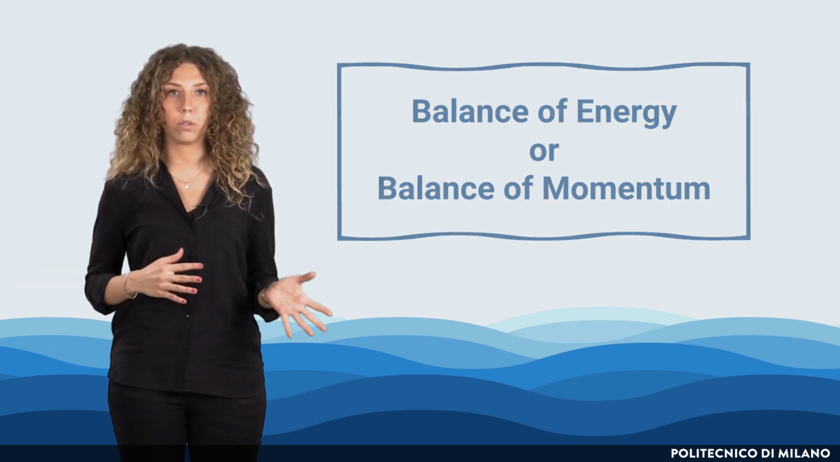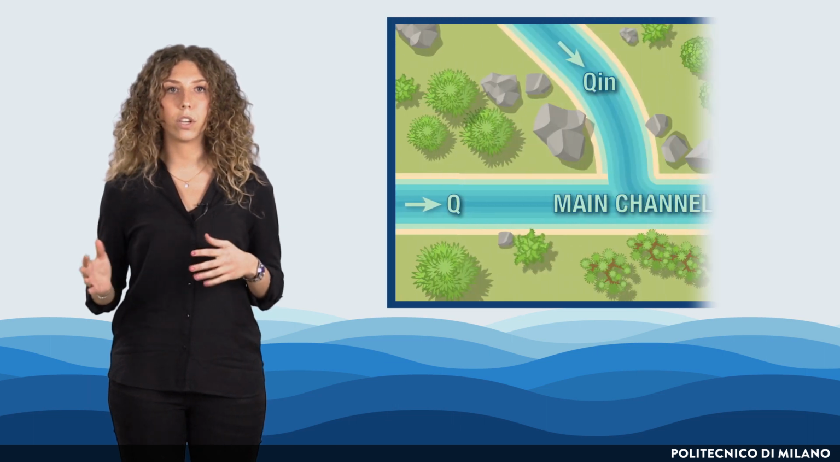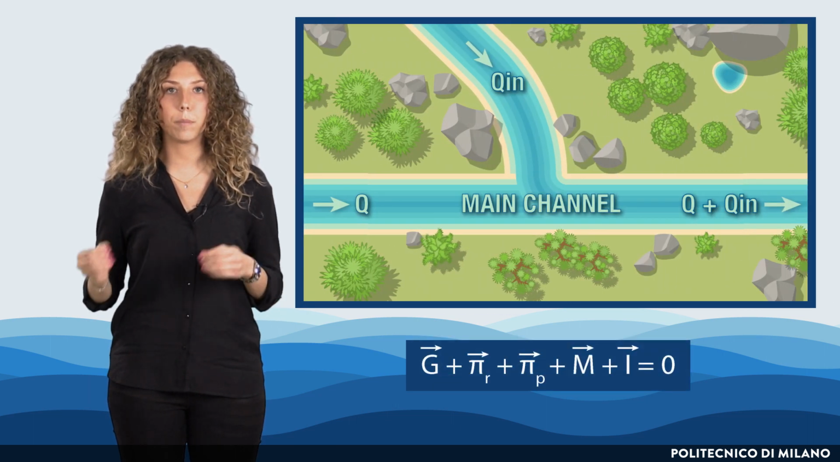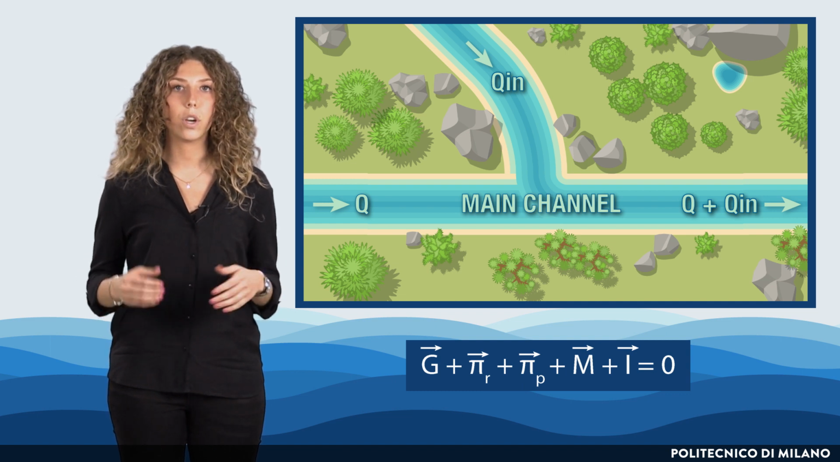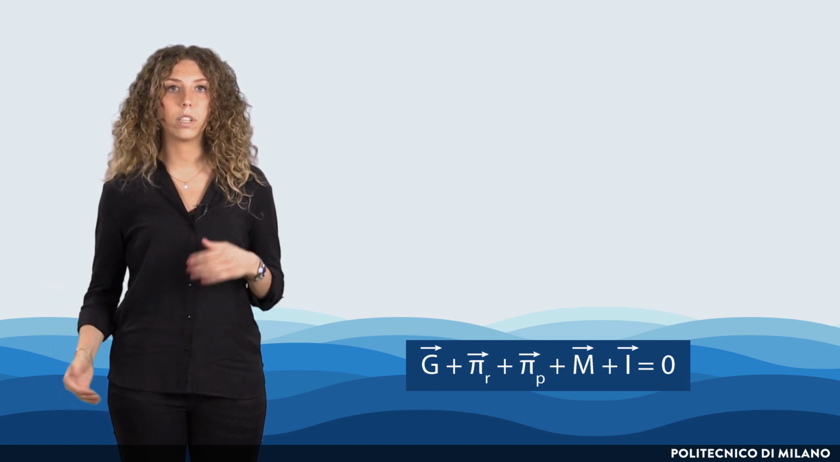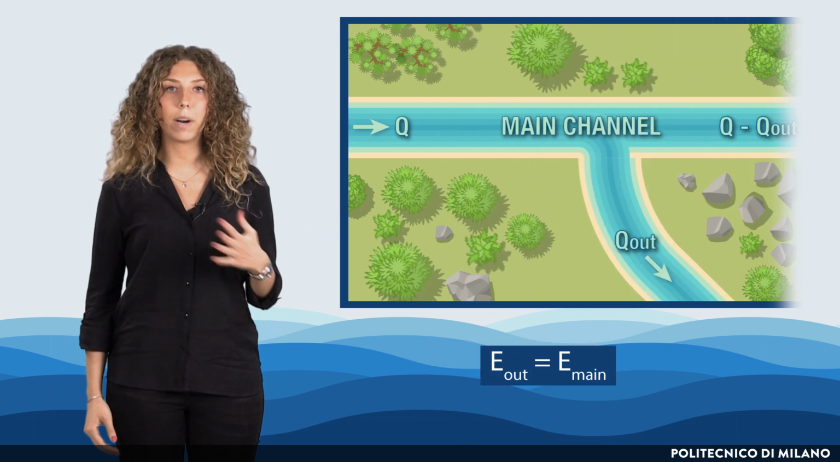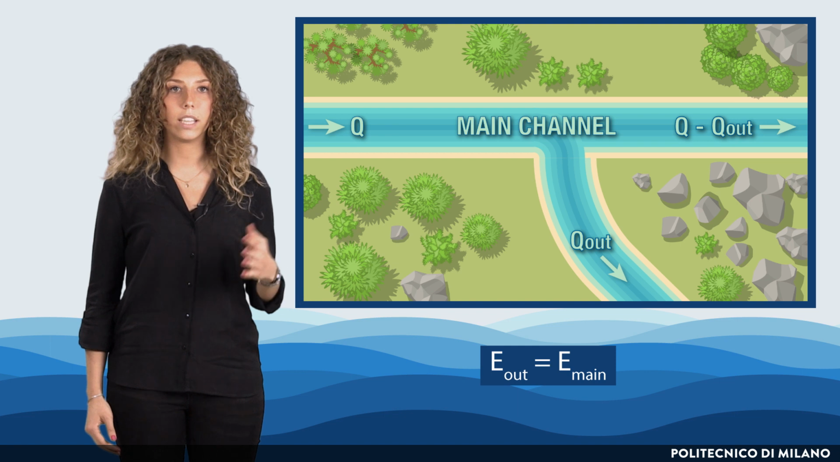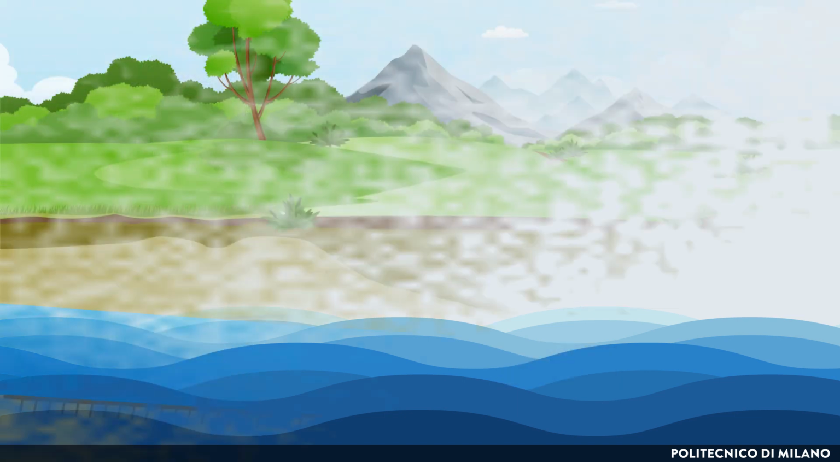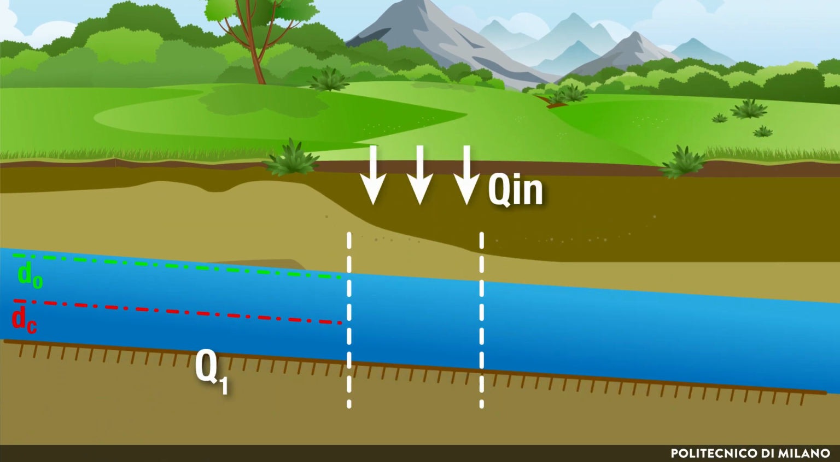In general, to solve the problem of variable discharges along the river, we can use a balance of energy or a balance of momentum. In the case of incoming discharges, there is a dissipation of energy, which is difficult to quantify. Therefore, we use the balance of momentum. In the other case, the energy balance is used because energy losses are negligible in the main channel during the process of outgoing discharges. Let's focus our attention on the incoming flow.